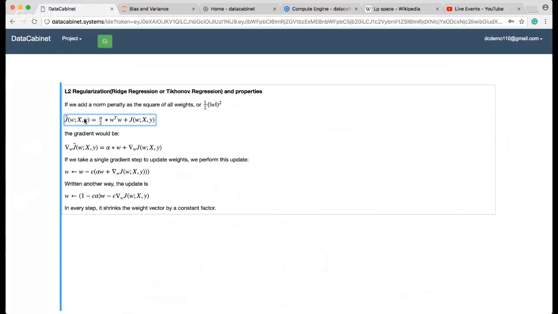The gradient of this right-hand term would be the gradient of the original function plus alpha multiplied by w. The 2 from the square cancels with the 2w, and we just have alpha multiplied by w. Now, if you're doing stochastic gradient descent, in which you optimize J by going a little towards the negative gradient, you take an epsilon step towards this new gradient. If you rearrange this, you get 1 minus epsilon alpha times w, minus epsilon times the gradient of the original function.